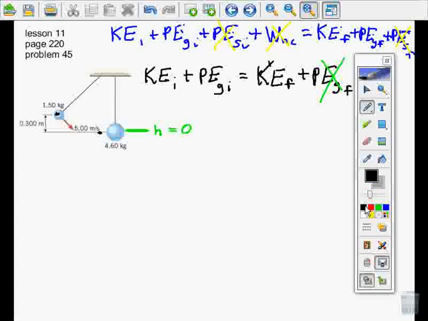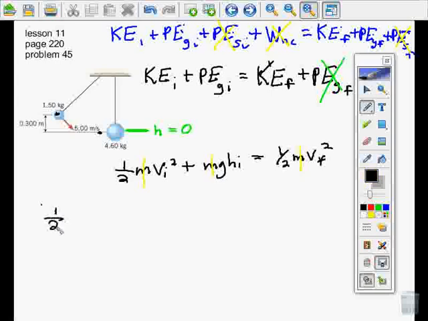So what are we going to have then? 1/2 m vi squared plus m g hi equals 1/2 m vf squared. So notice the masses are going to cancel out because there's a mass in every single term. So that mass goes, that mass goes, that mass goes. So I'm left with 1/2 the initial velocity squared. So that sucker wasn't starting from rest. It starts with a velocity of 5 meters per second.